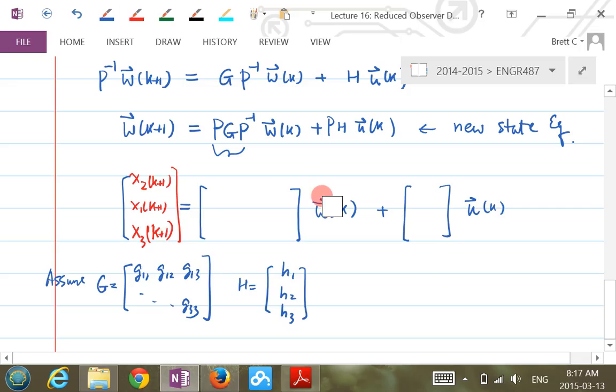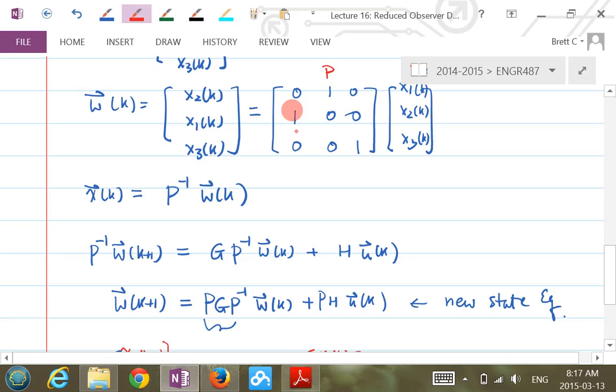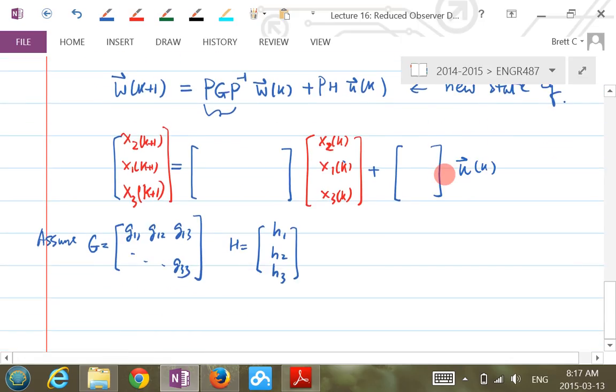Okay. And here X1 of K, X2 and X3. That makes sense? Yeah? So this is a new state equation, right? But you need to figure out what's PGP inverse here and PH. So let's figure out PH maybe. What is the P? P is this guy here, right? P is this. So you use this matrix times this H here.